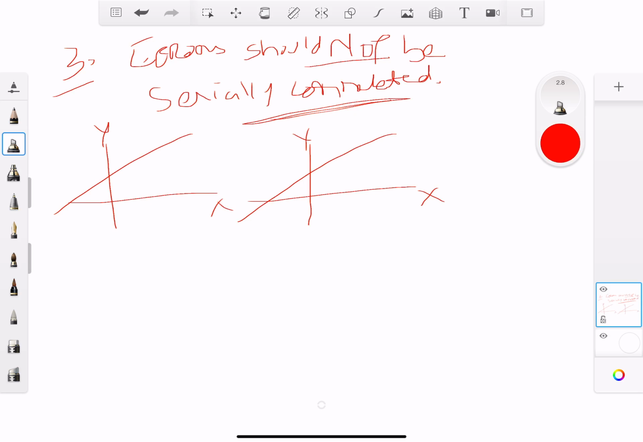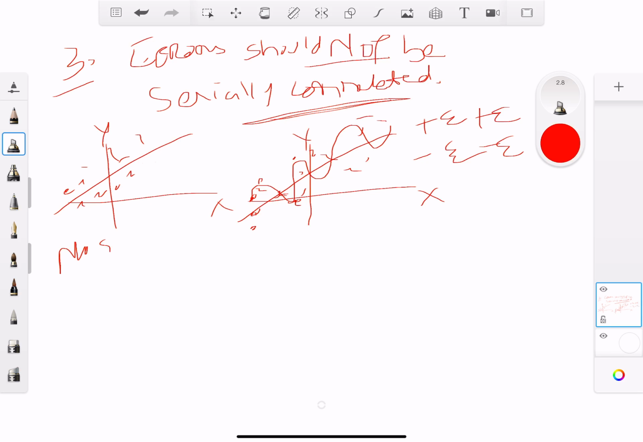When you talk about error terms should not have a serial correlation, it means the errors can be scattered here, without any serial correlation. On the other hand, the error terms could look like this, and if you try to draw a line, it's going to look like this. What it means is that positive errors are followed by positive errors, and a negative error is followed by a negative error. This is what is called a serial correlation.